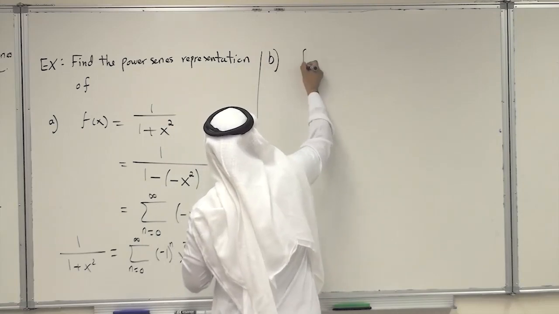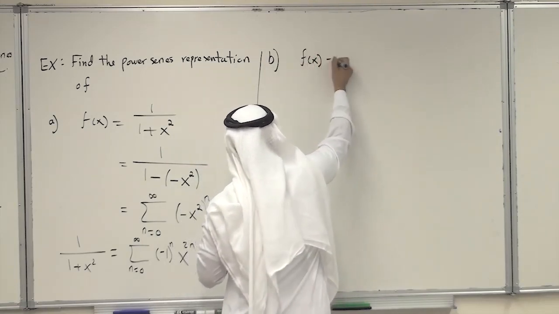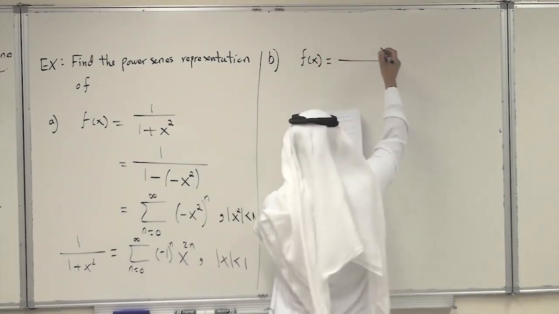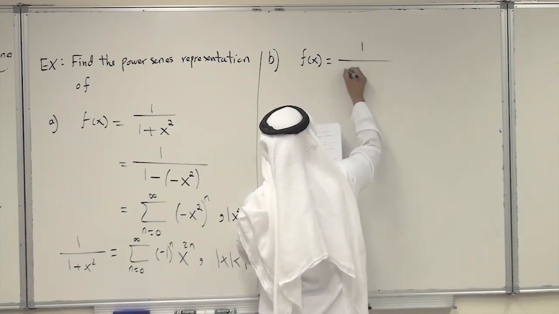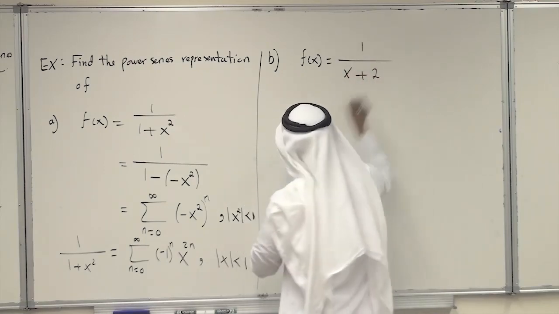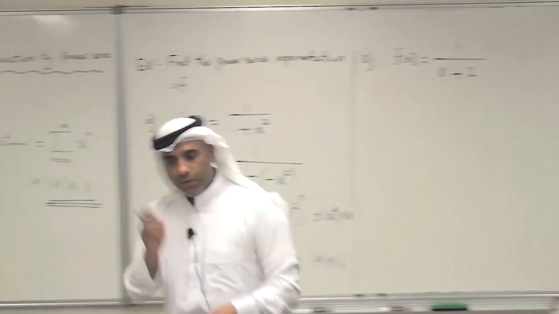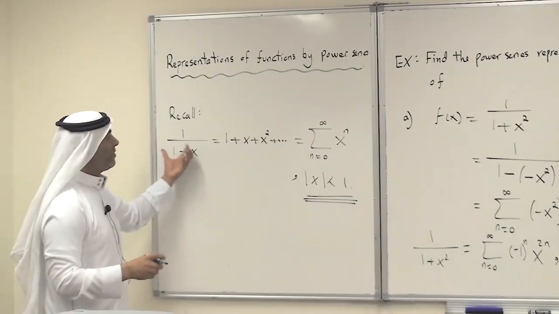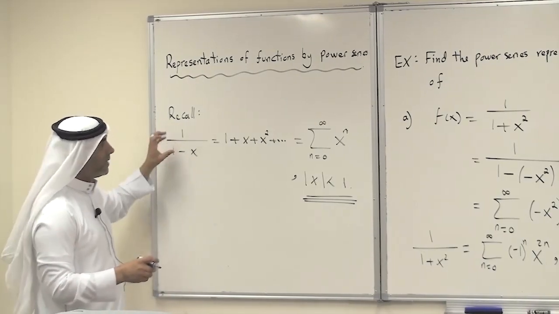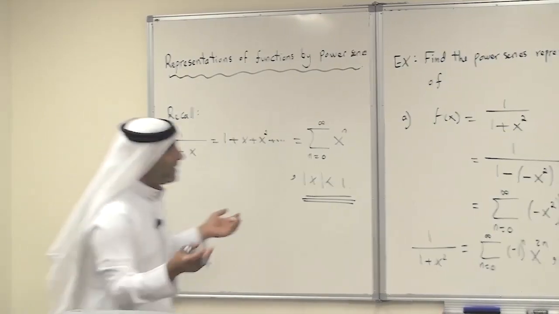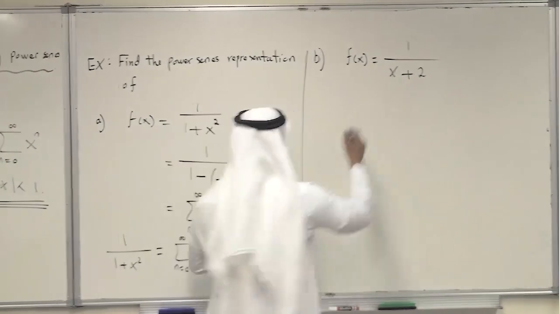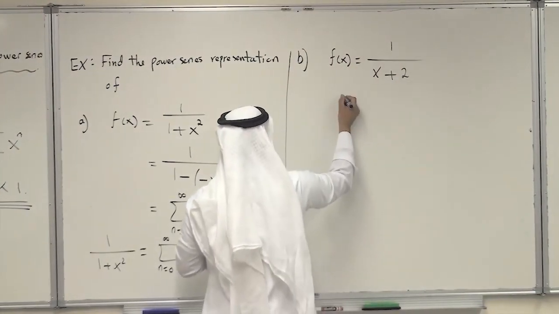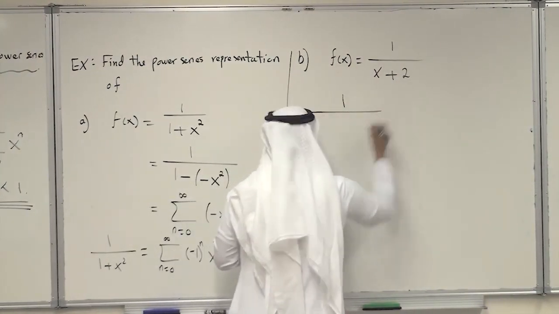We have a function, a rational function actually, which is given by 1 over x plus 2. The key here always is, can we rewrite it in such a form? 1 over 1 minus x or similar to this? And the answer is yes. By doing some algebra, of course, we can rewrite this one as 1 over 1 minus a ratio.